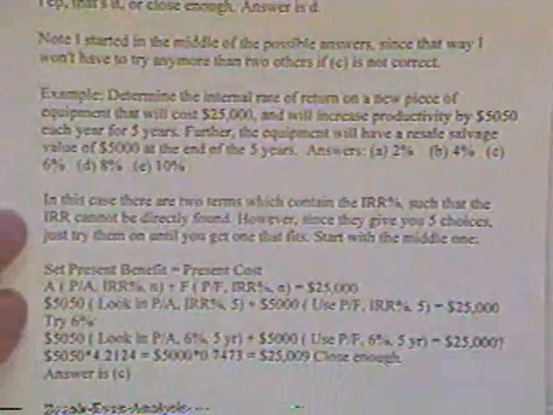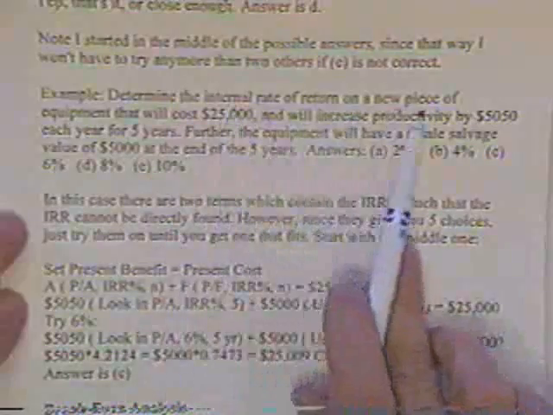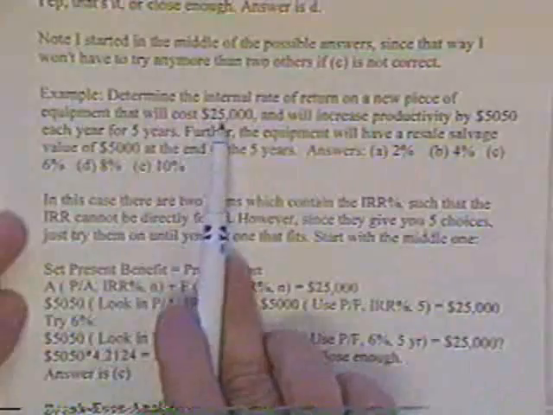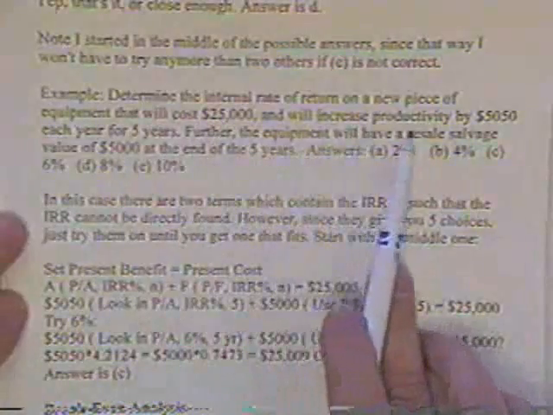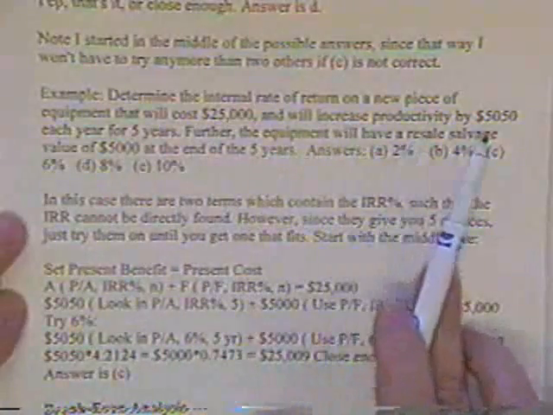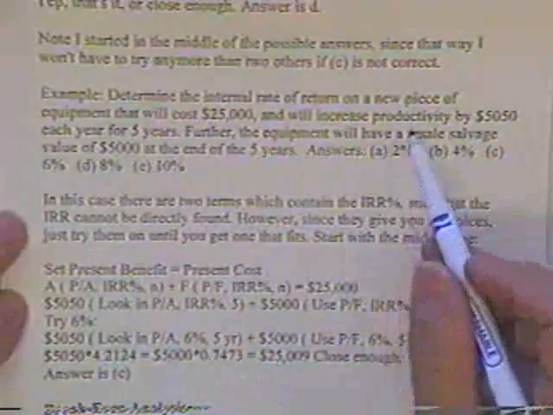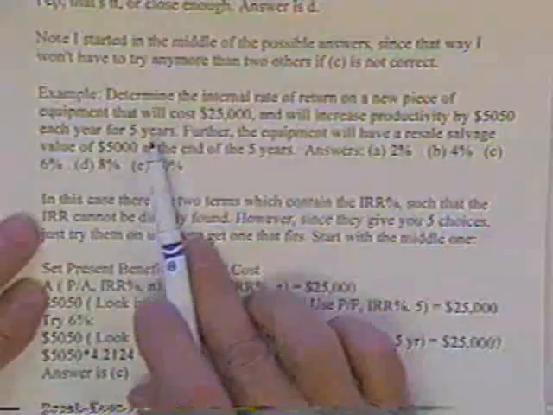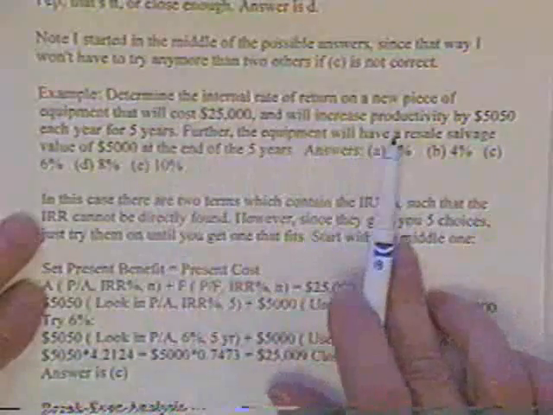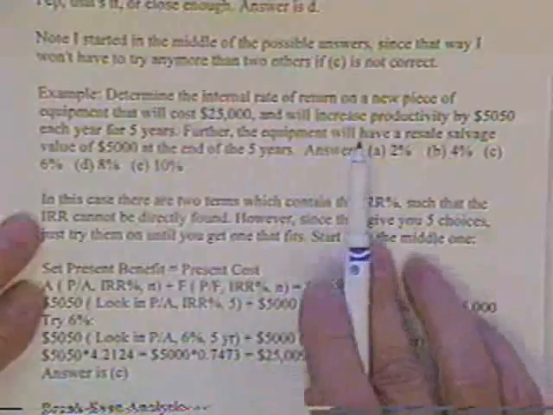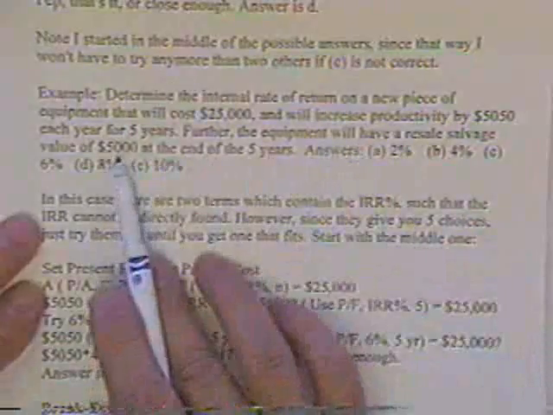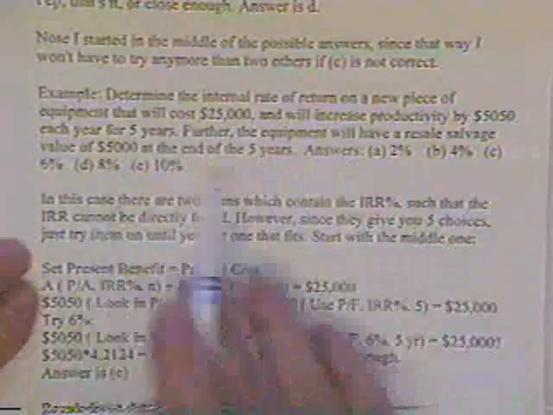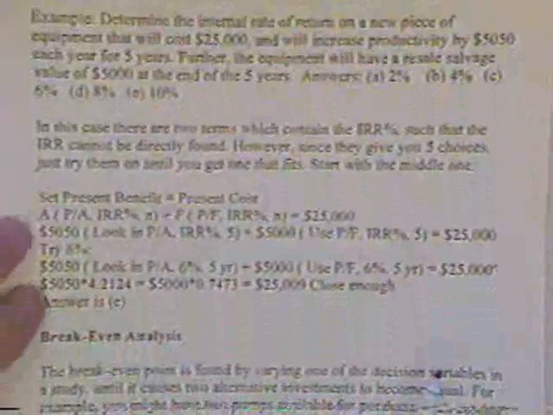Here's another example. Determine the internal rate of return on a new piece of equipment. The piece of equipment costs $25,000. It increases my productivity by $5,050 each year for 5 years. And I believe at the end of 5 years, it'll probably be pretty much junk, but I'll be able to sell it for $5,000 at the end of the 5 years. And the answer is either 2, 4, 6, 8, or 10%.